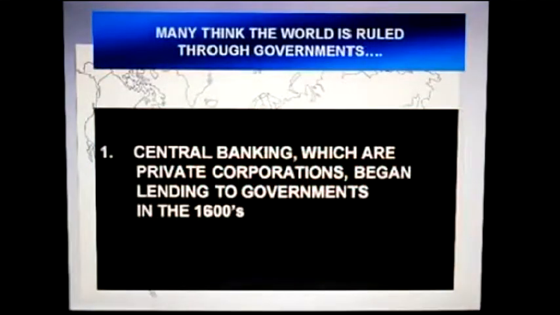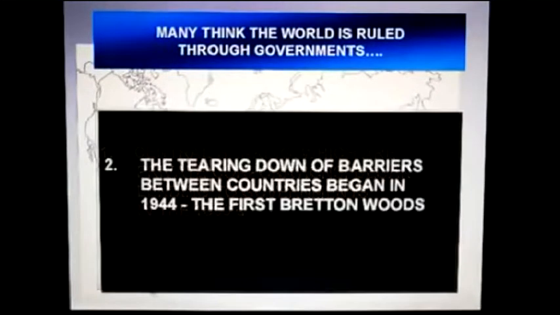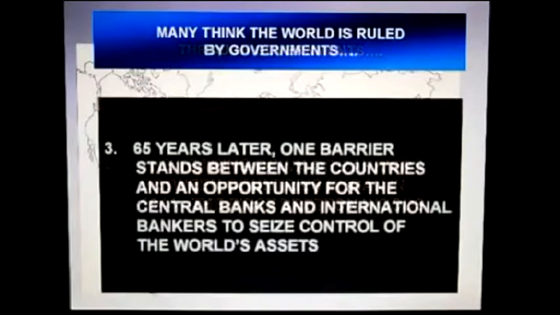Central banking, which are central banks, which are private corporations, began lending to governments in the 1600s. The tearing down of the barriers between countries started in 1944 with the first Bretton Woods meeting. 65 years later, one barrier stands between the countries and an opportunity for the central banks and international bankers to seize control of the world's assets.